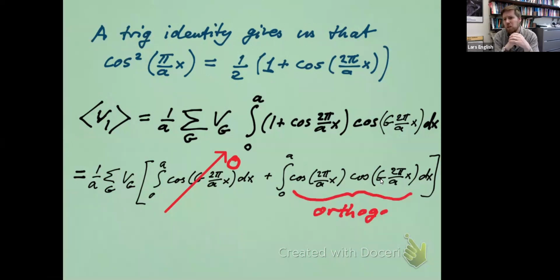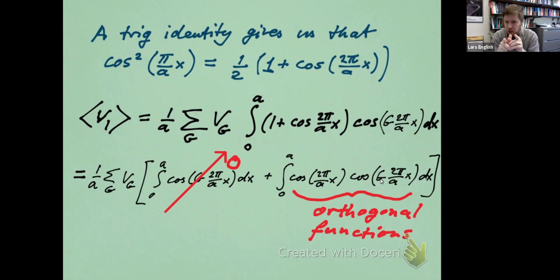And the second piece is also nice because we can think of orthogonal functions here. The cosine of nx is a set of orthogonal functions.